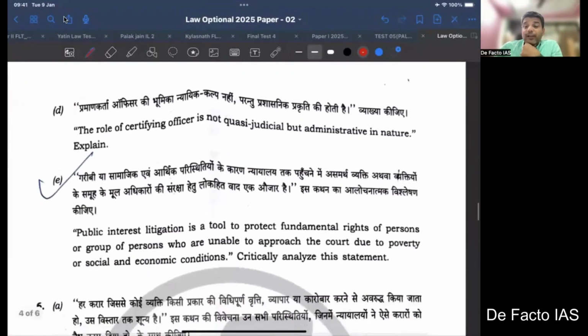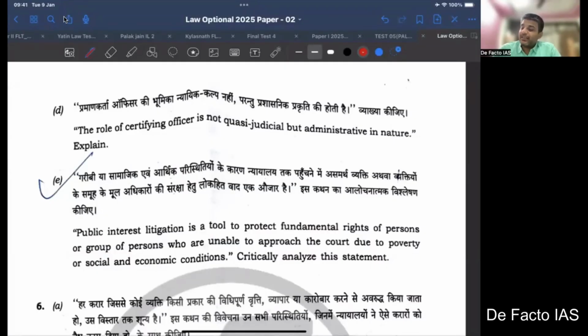Similarly, if you come to 5D, the role of a certifying officer. This is something of the IT Act, whereby last year they asked about the controller of certifying authority, right? This time they have asked about the role of a certifying officer, right?